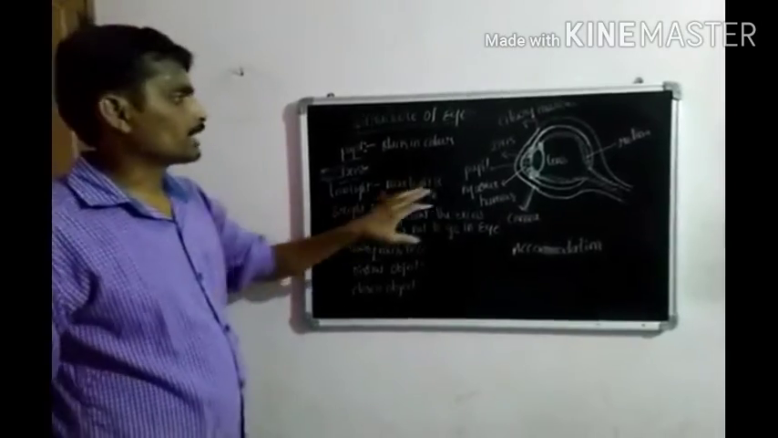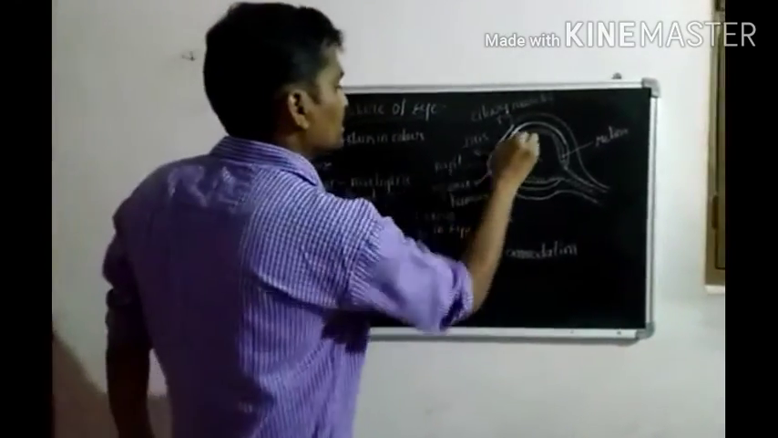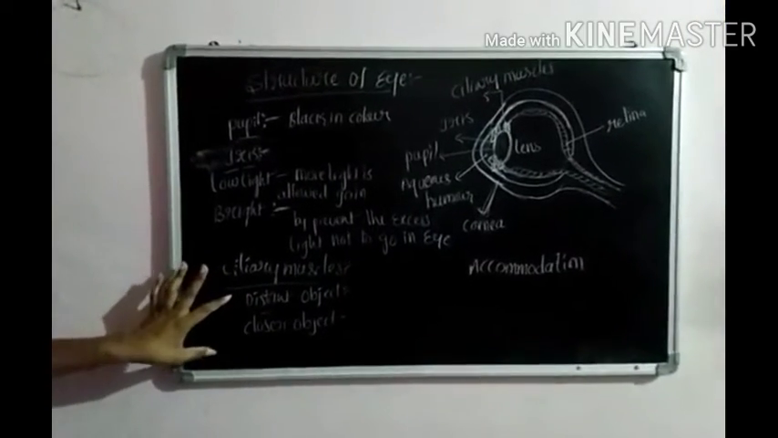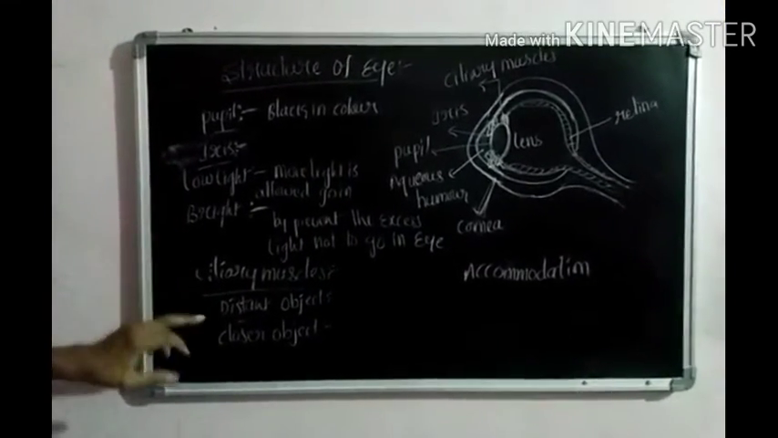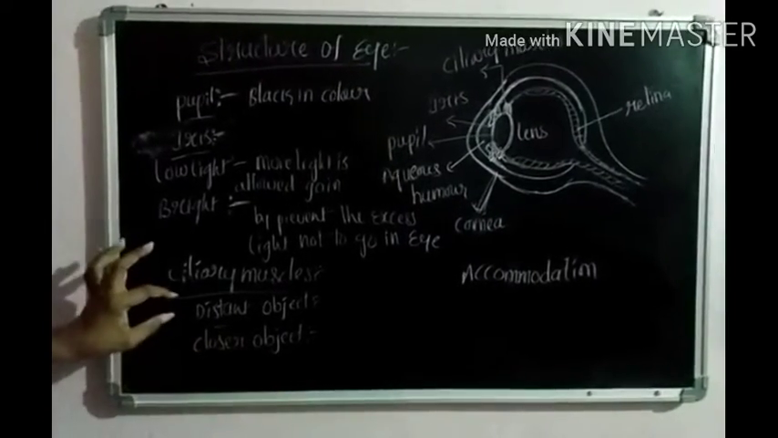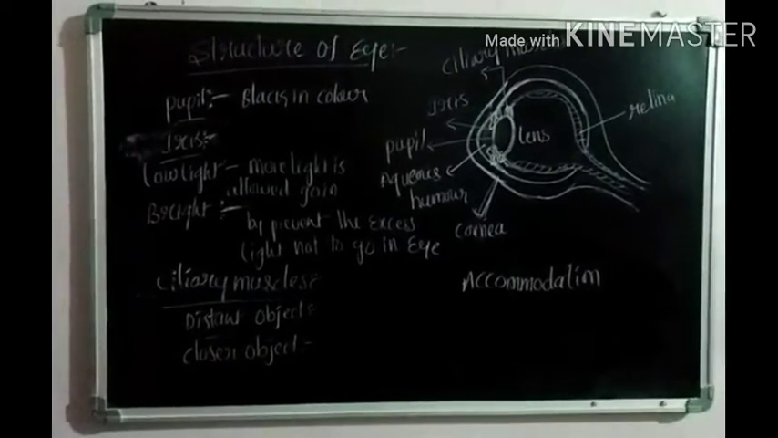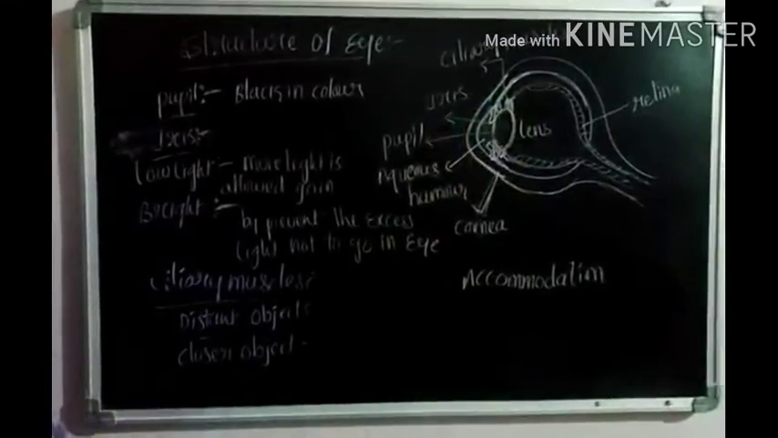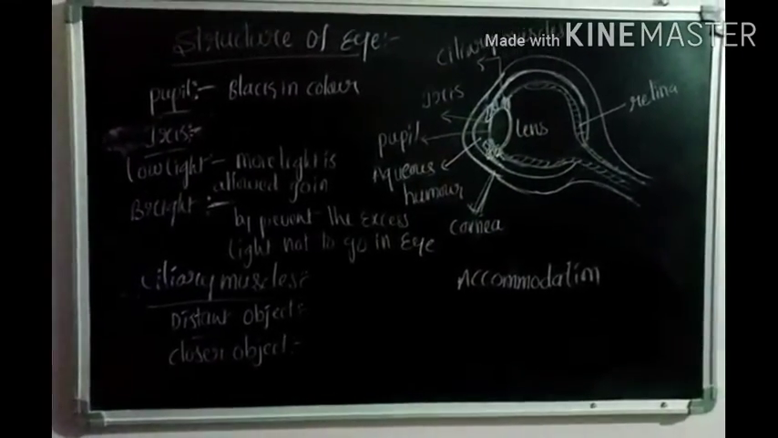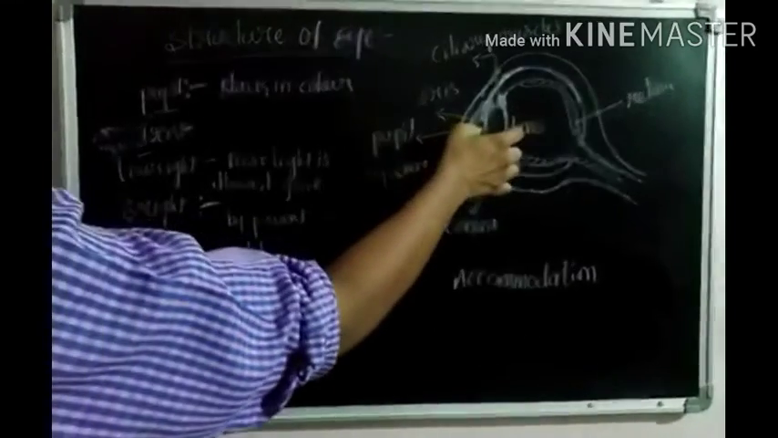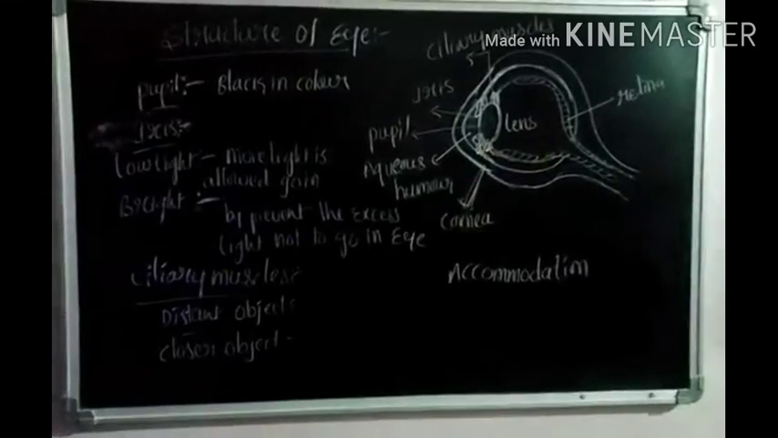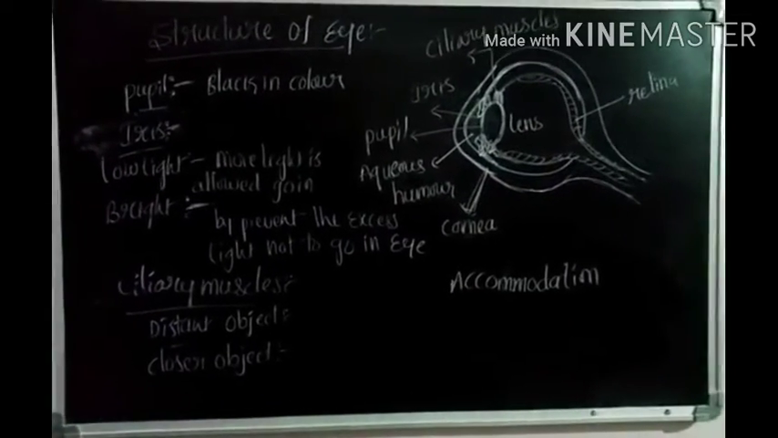The next, what is the working of ciliary muscles? Here, two conditions we are taking. One is when the object is a distant object, the other is when the object is a closer object. When the object is a distant object, the ciliary muscles are in relaxed position. Then the focal length of eye lens is equal to the distance between lens to retina, that is 2.5 centimeters.